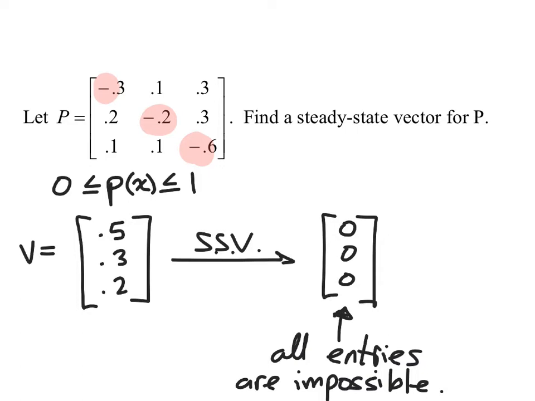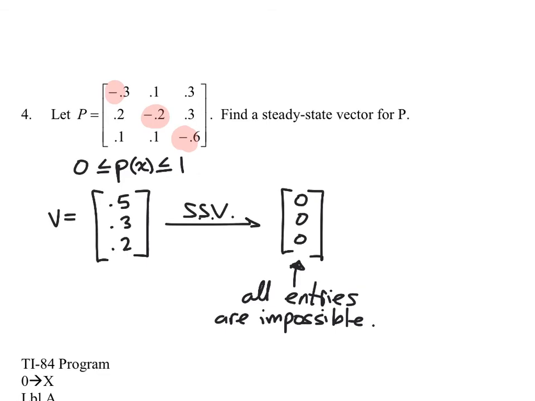All right. So there is no probability model that could satisfy this situation. There's no probability vector that can be satisfied by this. The only thing that you can get is the 0 vector, which is trivial. So all entries are impossible. But again, for a question like this, I wouldn't even start the process.